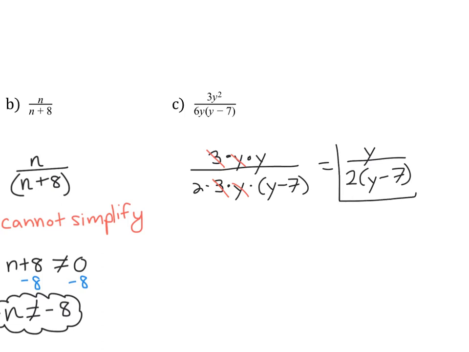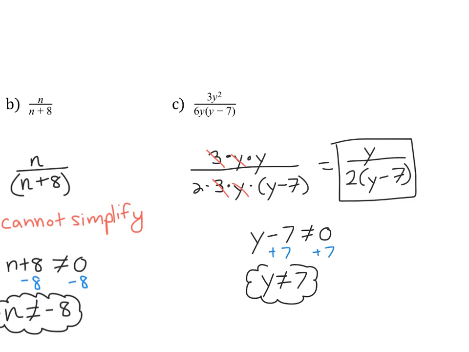So here, we have to look in our denominator and we have to say, okay, this cannot equal 0, because our denominator cannot equal 0. So y minus 7 cannot equal 0. And then we just kind of solve as if it's in a normal equation. So we know that y cannot equal positive 7. And that's our only restriction. So again, we wrote it in factored form. We canceled out common factors, and then we found our restrictions by setting our denominator not equal to 0.